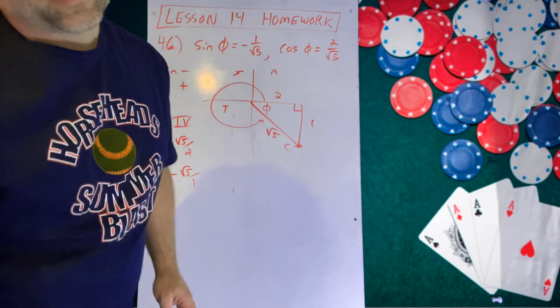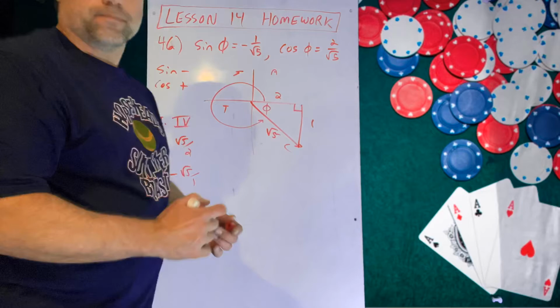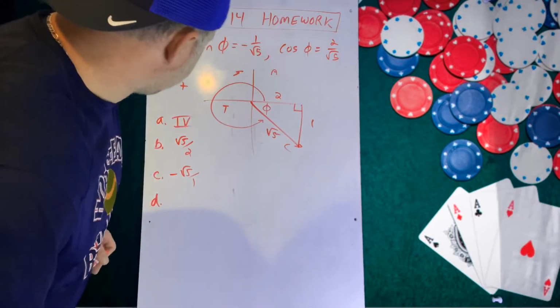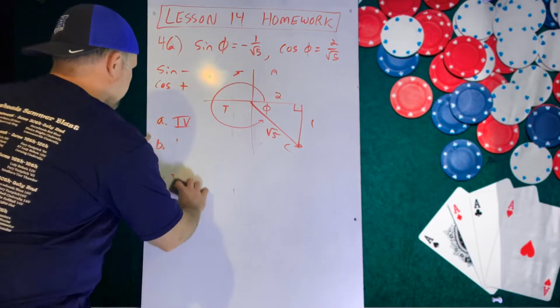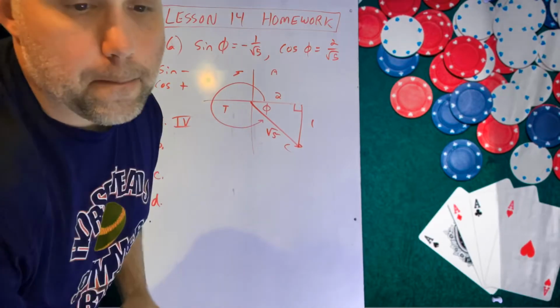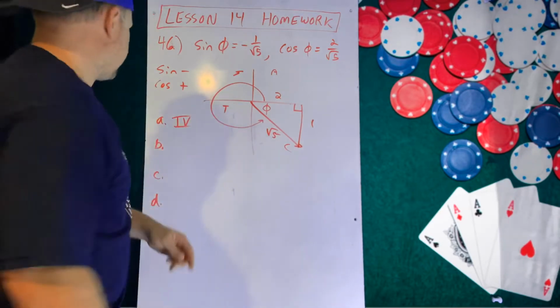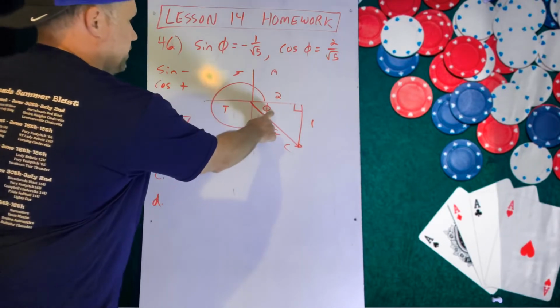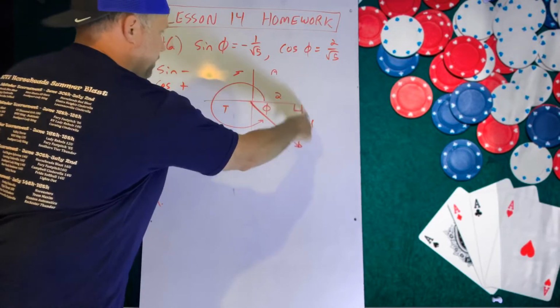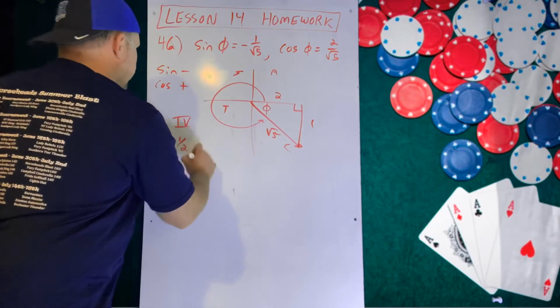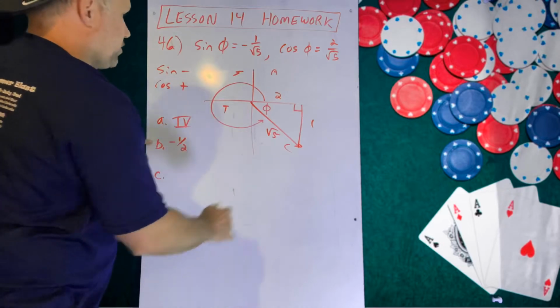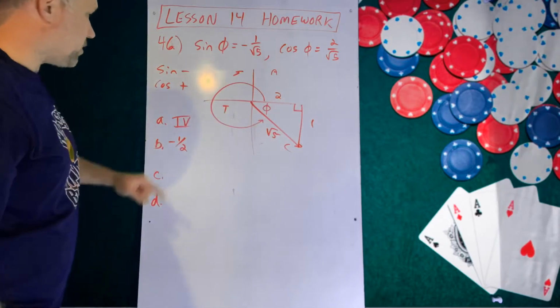Oh, wait. I just messed that all up. Hang on. I skipped a part. Letter B wanted the tangent of phi. Tangent is opposite over adjacent. So that's going to be 1/2, but it's going to be negative because we are in the C quadrant. I missed that part. Sorry.